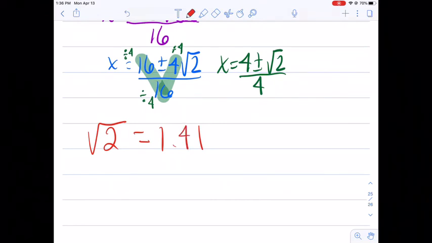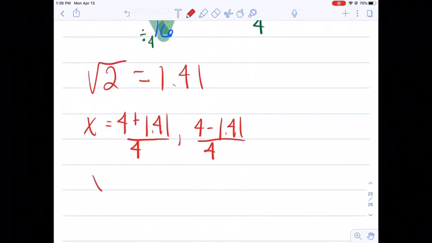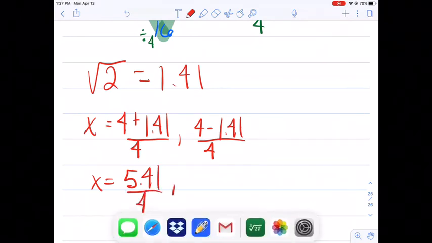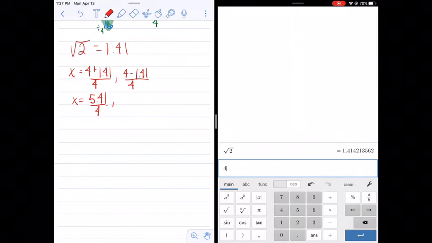Okay, so let me rewrite that a little bit so it's clear. Our answers are going to be 4 plus 1.41 over 4, and then the other one's going to be 4 minus 1.41 over 4. So we're going to have answers that are 4 plus 1.41, so 5.41 over 4. And the other one, 4 minus 1.41, is 2.59.